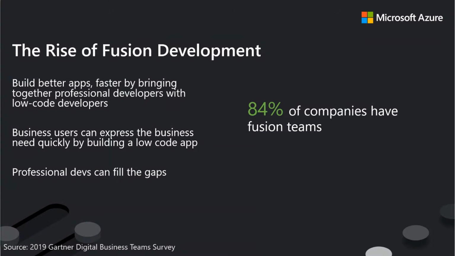And this is something that we're seeing that's really rising. About 84% of companies right now already have Fusion teams. So this concept is not new, and there's a reason why so many companies have Fusion development teams. I mean, obviously, the biggest one is it just helps you build apps faster and solve business problems faster.